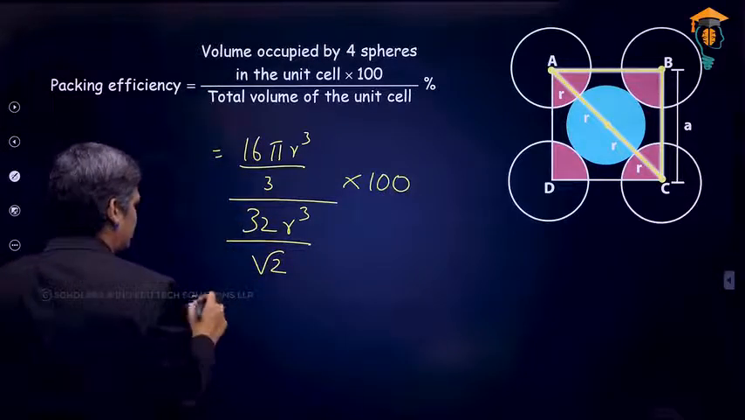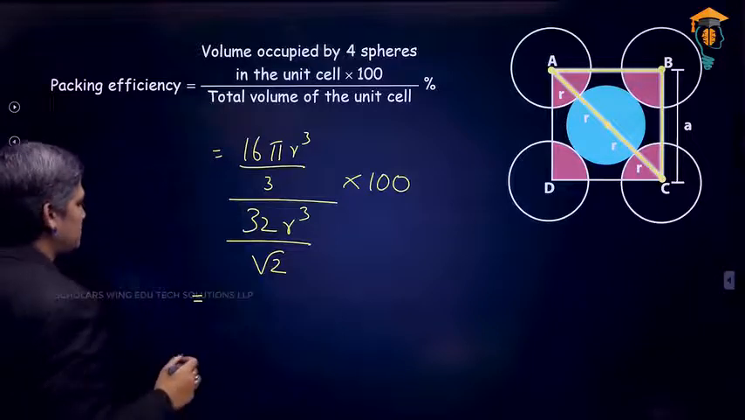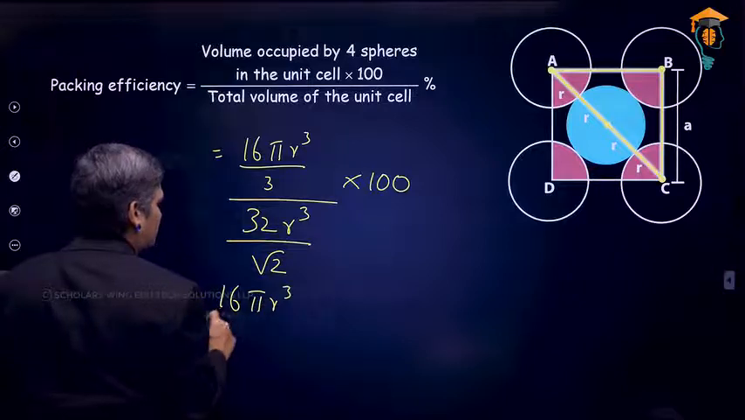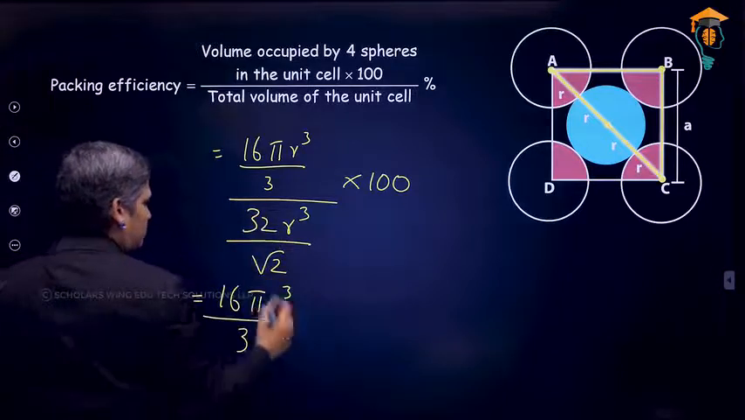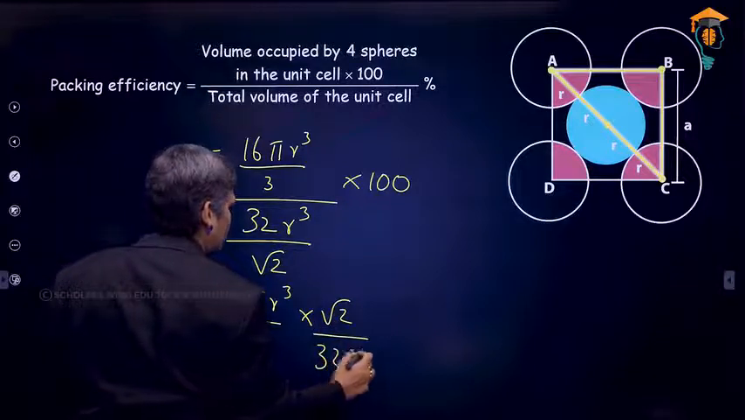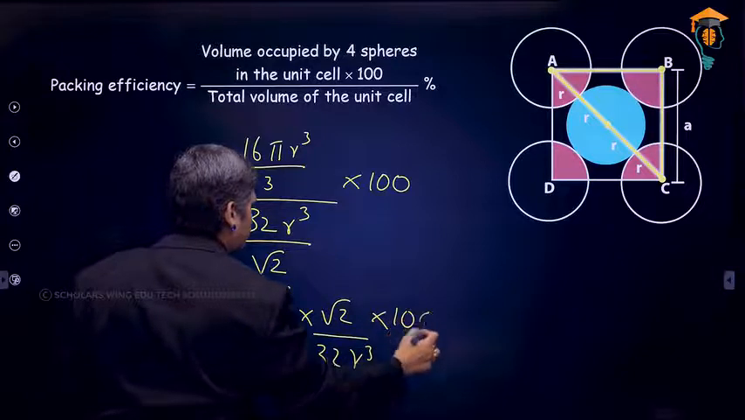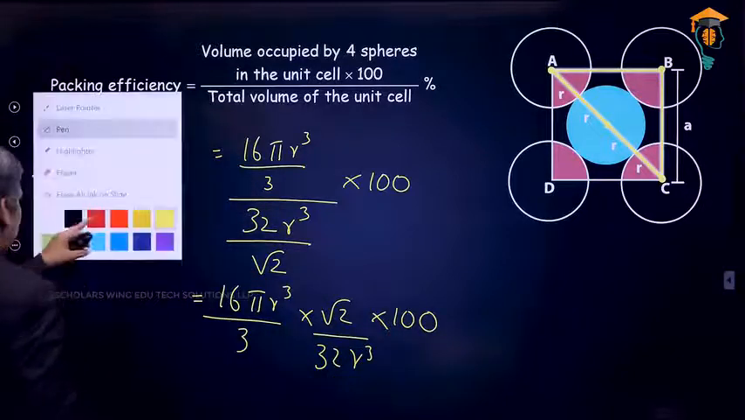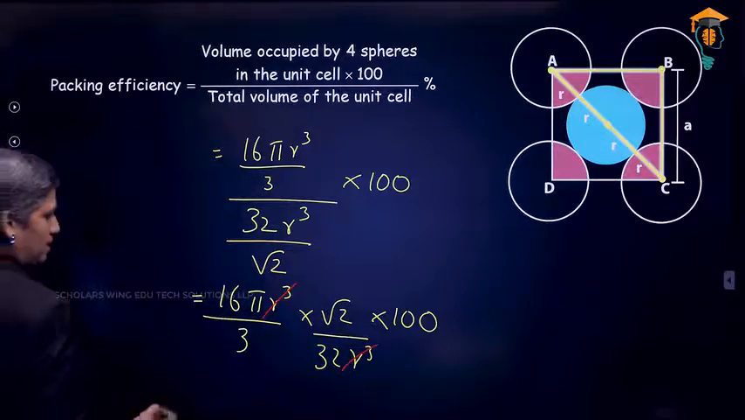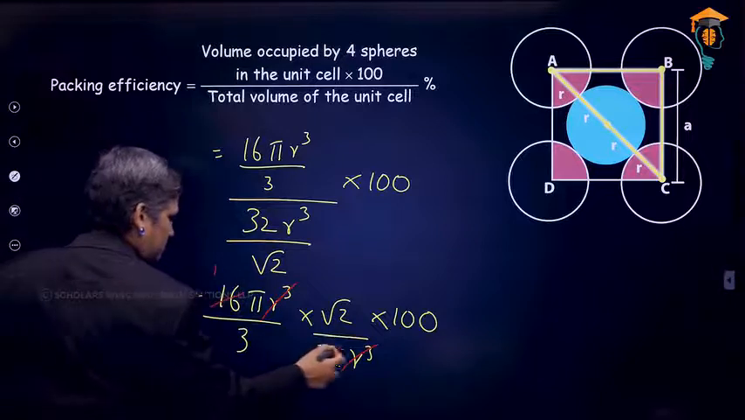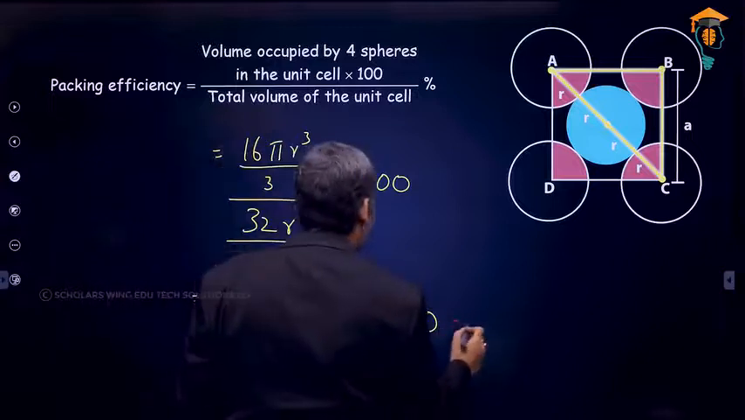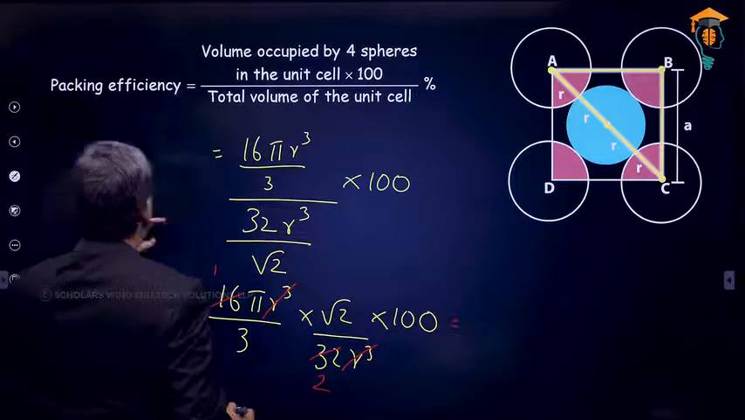So, let us simplify this. So, what do you get? 16 pi r cube by 3, reciprocal of this, root 2 by 32 r cube into 100. Let's cancel out the similar terms. R cube, we can cancel, right? And 16 ones are 16, twos are 32. Therefore, what is left out? Did you calculate? You're very smart.